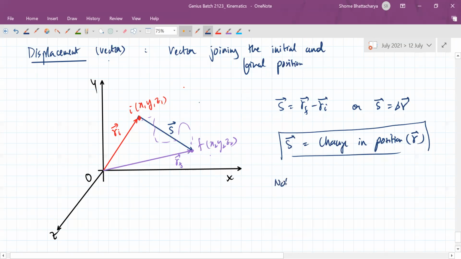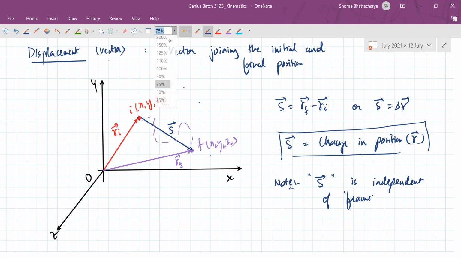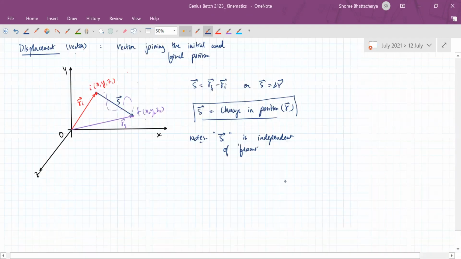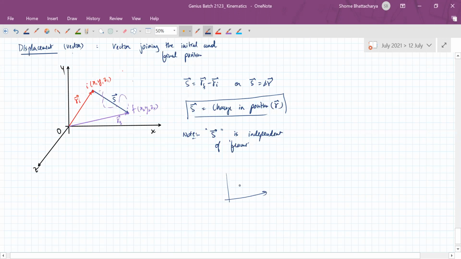Now the interesting thing you will see is that the displacement vector S is independent of choice of frame. If some other observer is having a different frame, their Ri and Rf will be different. But the difference of the two vectors, Rf minus Ri, that will be the same. Hope this point is clear to all of you. Yes, sir. So you can see that if this is one reference frame and this is another reference frame, and we have the same thing.